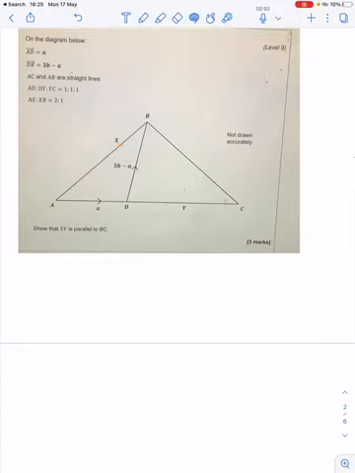Today we'll be trying a question on vectors. Okay, let's take a minute to first read the question. So AD, the question tells me, can be represented by vector A. So you often write it out like that. Okay? And DB can be represented as 3B minus A.